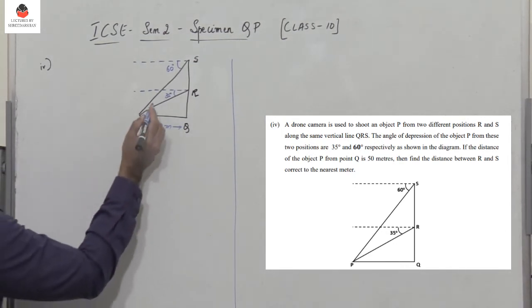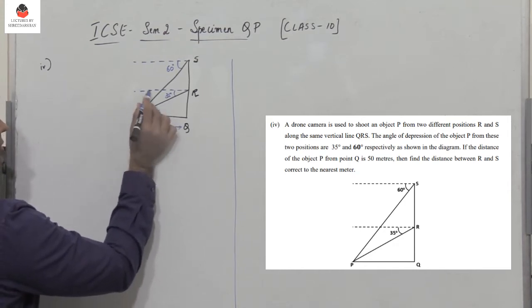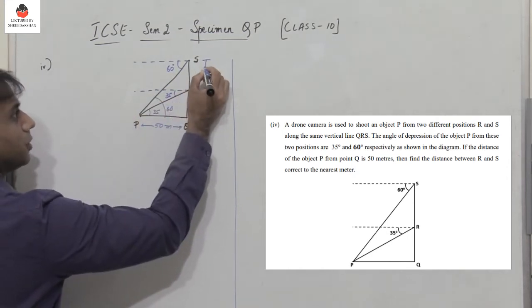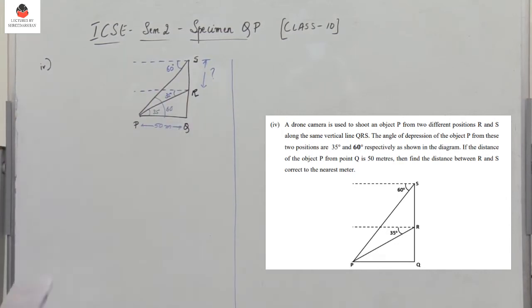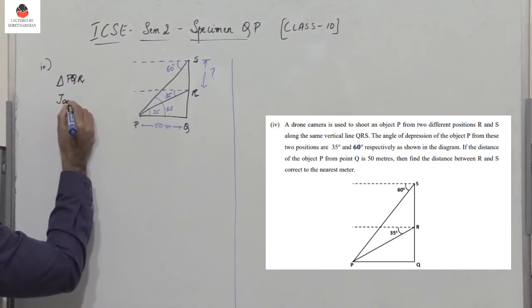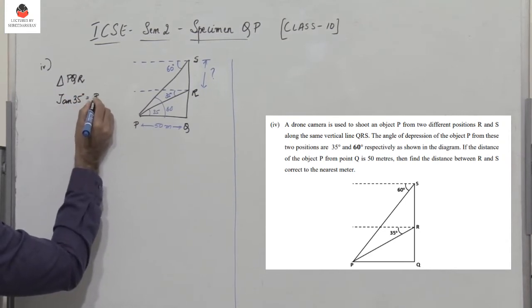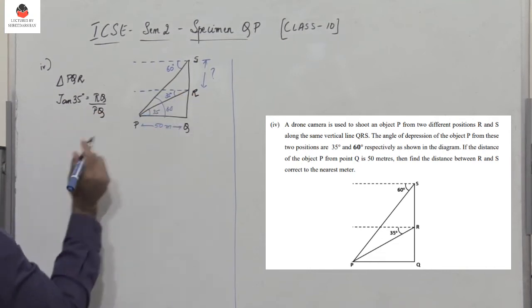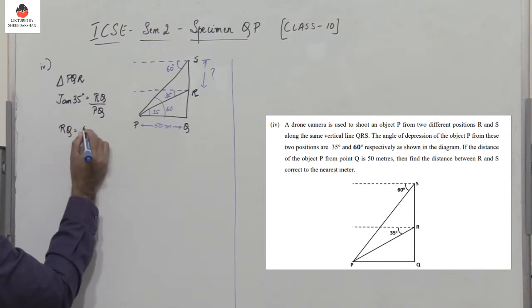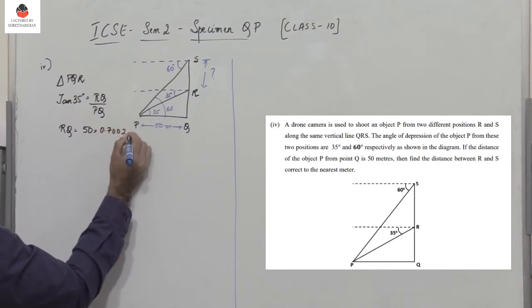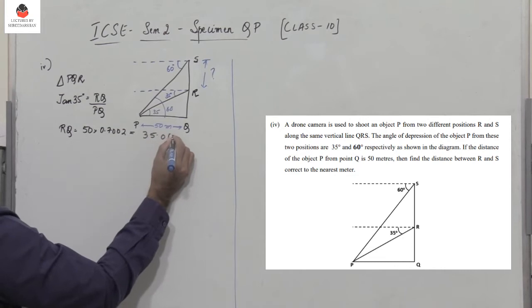So if this is 35 degrees, so this also will be 35 degrees, right? Alternate angles, and this entire angle is 60 degrees. So I need to find this distance. Okay, so now let us consider triangle PQR. So in triangle PQR, you have tan 35 is the opposite side, that is RQ divided by PQ, right? So I can find RQ. What is RQ? RQ is PQ, which is 50, into tan 35, which is 0.7002, which gives 35.01 meters.